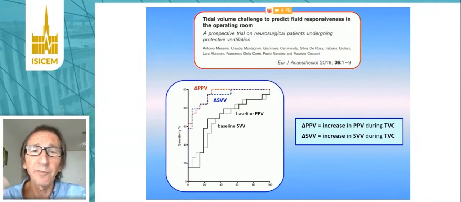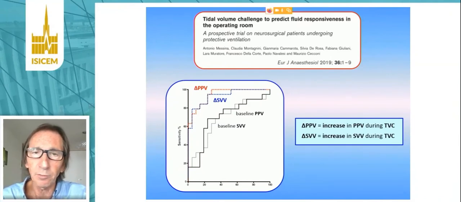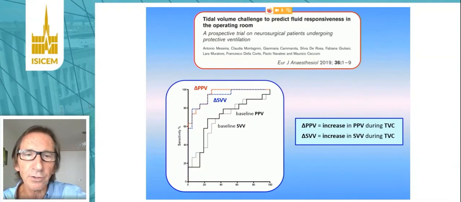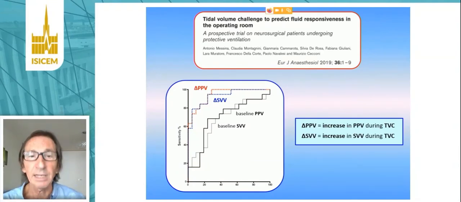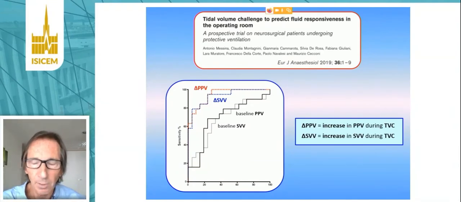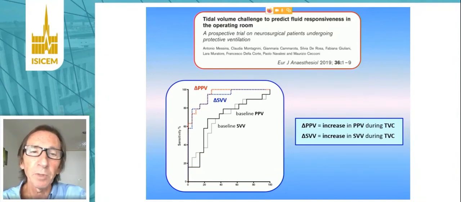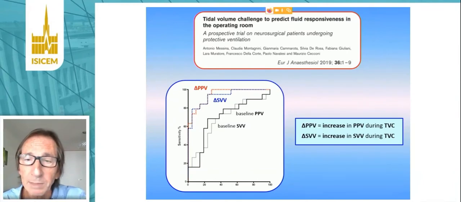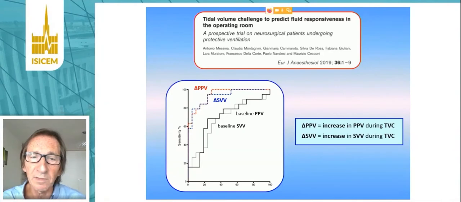And our results were confirmed by this study by Antonio Messina and the group of Maurizio Cecconi from Italy. But they performed this study in the operating room, and they measured baseline PPV, but also baseline SVV, for stroke volume variation. And after, they increased tidal volume from 6 ml per kilogram to 8 ml per kilogram. And now, as you can observe, the delta PPV and the delta SVV were far better predictors of fluid responsiveness than the baseline PPV and the baseline SVV.